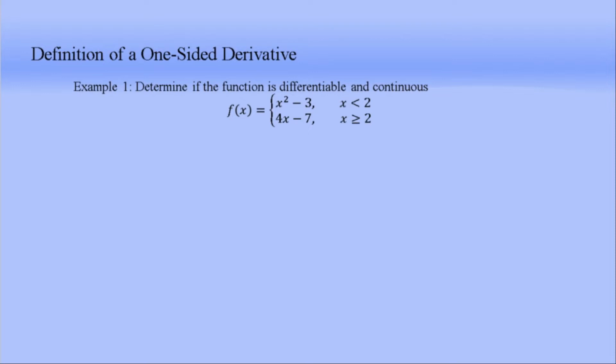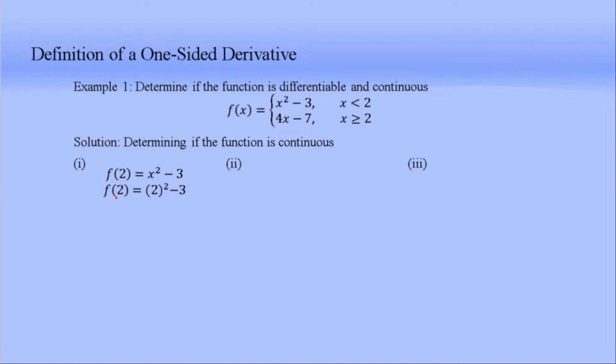Now that we have concluded that this function is not differentiable, we're still going to determine if this function is continuous. Okay. So f of 2 is equal to x squared minus 3. So we're going to use the first function first and substitute the x with 2. So 2 squared minus 3, that is equal to 4 minus 3. And 4 minus 3 is 1.